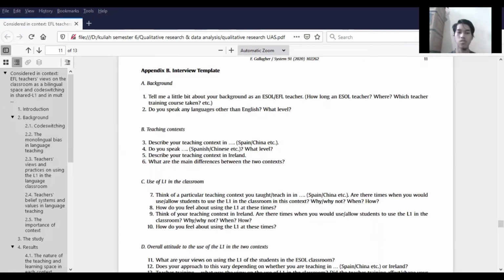Okay, so the conclusion that can be drawn from this article is that the researcher used thematic analysis for her qualitative research and used semi-structured interviews to collect data for qualitative data analysis. So I think that's all from me.